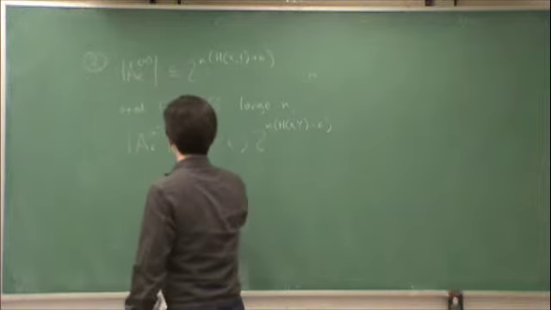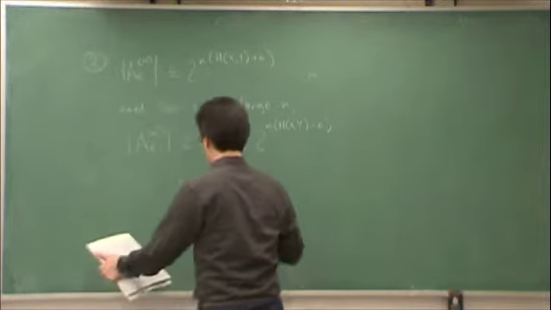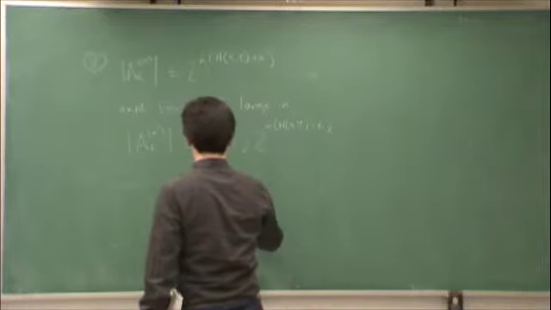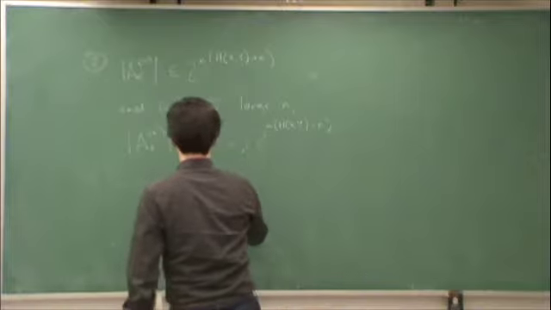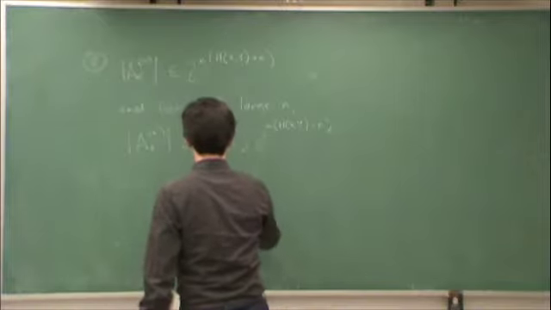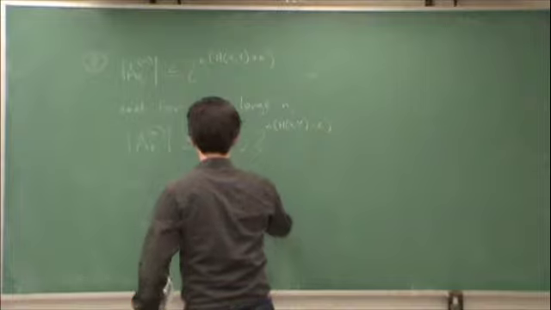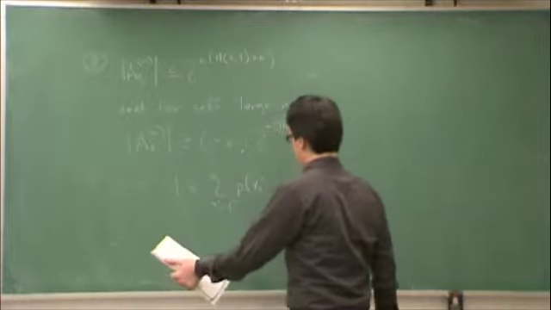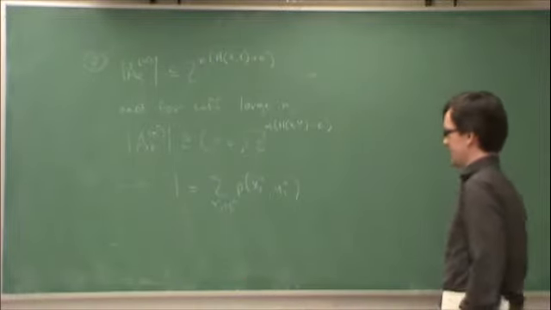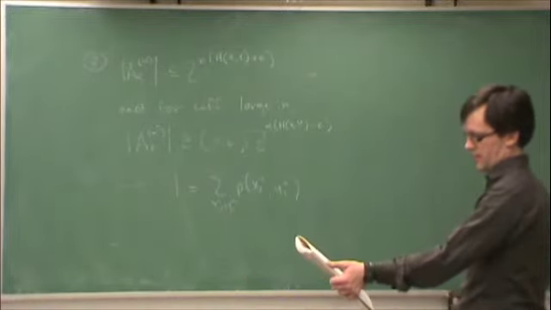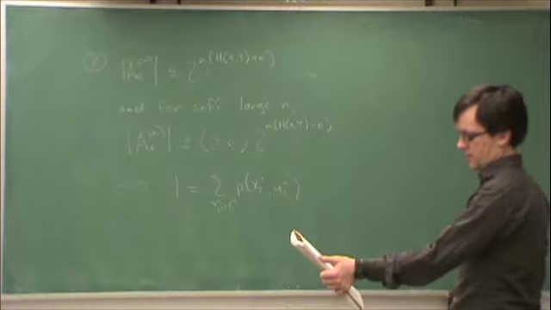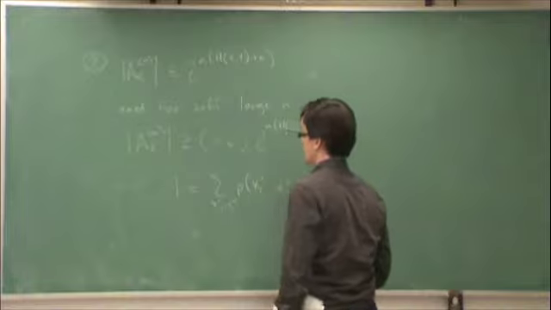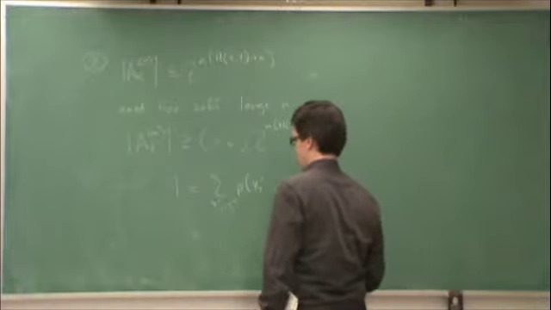So, 1 is equal to the sum over all possible x and y sequences, from 1 to n, of the probability of x1 to n, y1 to n. So all possible sequences, the total of their probability is 1. What we then do is we split this up into things that are in the typical set and things that are not in the typical set.